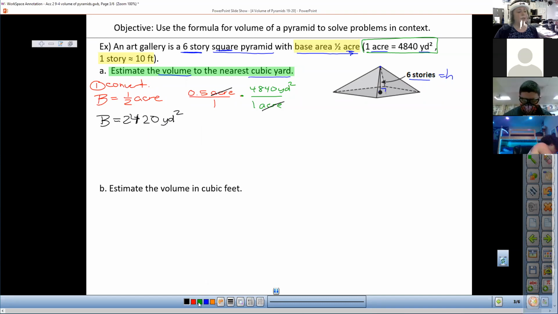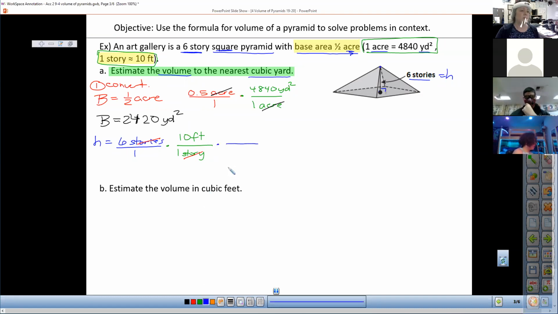All right, there's that. Now we need to convert our height, which is in stories, into yards. So now our height, which is 6 stories, that has a denominator of 1. We are going to multiply it times our conversion ratio here. That 1 story is about 10 feet. So we want to get rid of story. And that's 10 feet, which is good because now stories are gone, but this is only going to get us to feet. So here's where we have to use the conversion ratio between feet and yards.